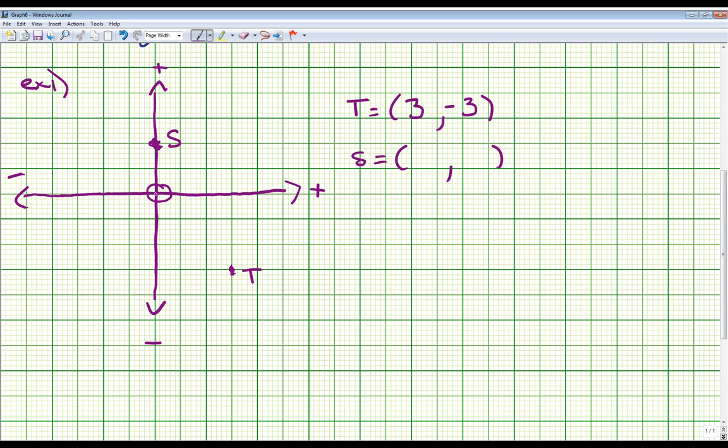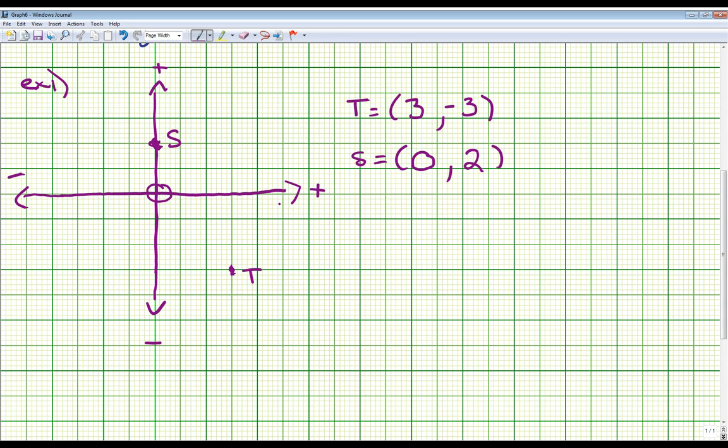Remember, we started at 0. And the first number represents what we do to the right or to the left. Notice the S doesn't move to the right or to the left at all. If that happens, then we put a 0 in this first slot. But it does move up, and it moves up 1, 2. Remember, up means positive, so we're going to put a positive 2 in that second slot.